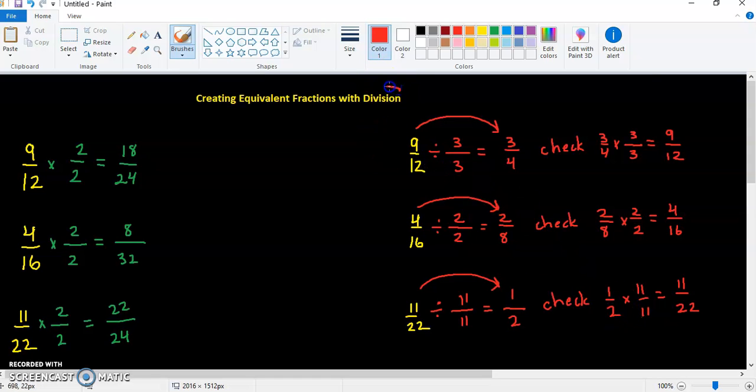So you can certainly use division. You can use multiplication if you want to. You can take any fraction you want and you can use multiplication and create an equivalent fraction. But there's also times where you can use division. You can start with a fraction and divide the top and the bottom by the same number and you get your equivalent fraction. So I just wanted to make sure that we showed you both ways. You can multiply to make equivalent fractions, or you can divide to create equivalent fractions.